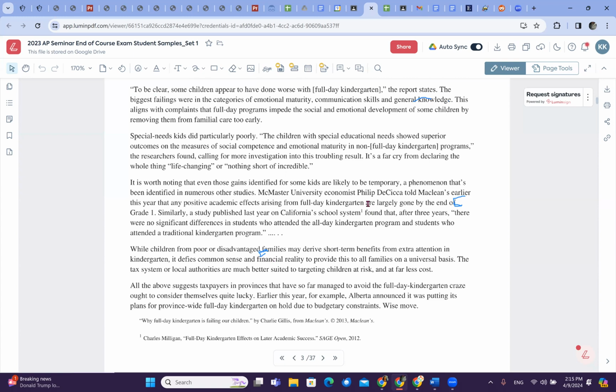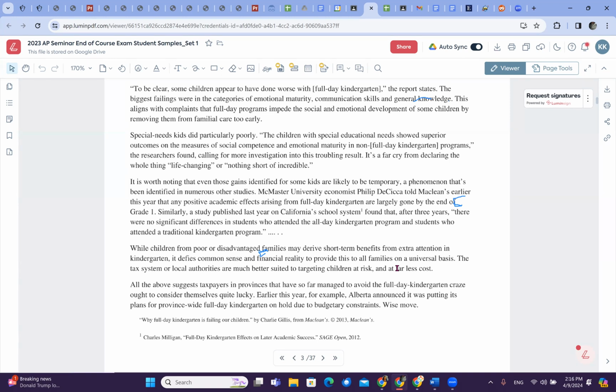And so that's what they call educational. While children from poor or disadvantaged families may derive short-term benefits from extra attention, it defies common sense and financial reality to provide this to all families on a universal basis. The local tax are much better suited to targeting children at risk. All right, so this is his basic claim. He said it was also financial. So this is the financial support. This is support for the financial thing.